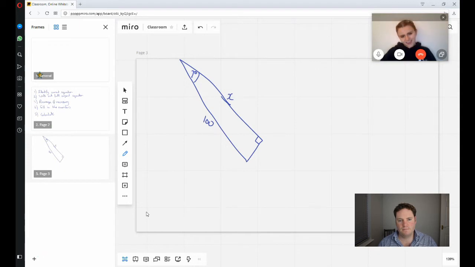Kind of looks like a rocket. Yeah. Doesn't really look like a triangle. It's the one thing it doesn't look like.